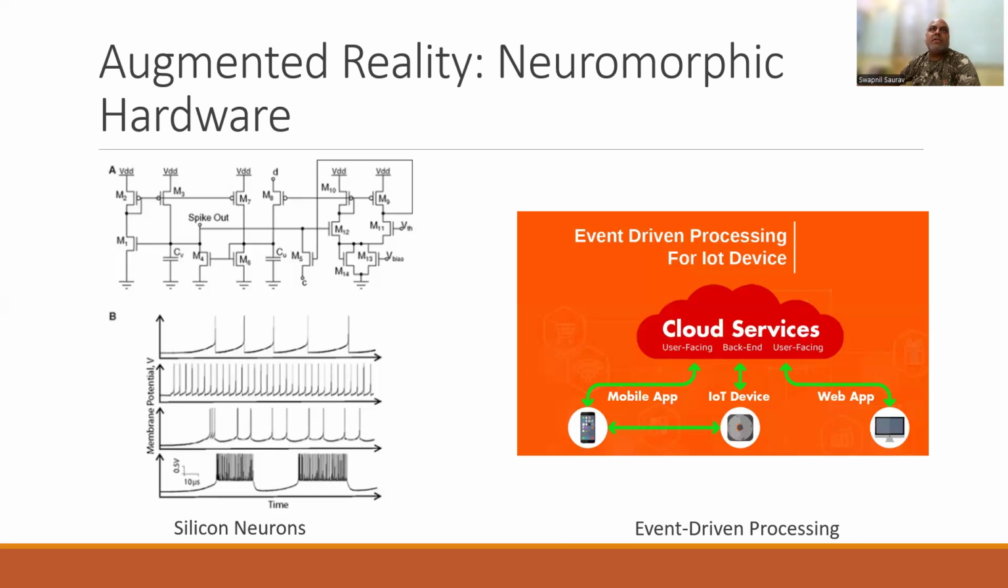Talking about event driven processing, it is a computational paradigm inspired by the way biological neurons process information. Unlike traditional computing systems that operate on a clock driven basis, event driven systems process information only when significant events occur. This approach is central to neuromorphic computing, where it provides several advantages, including increased efficiency, reduced power consumption, and enhanced real-time processing capabilities.